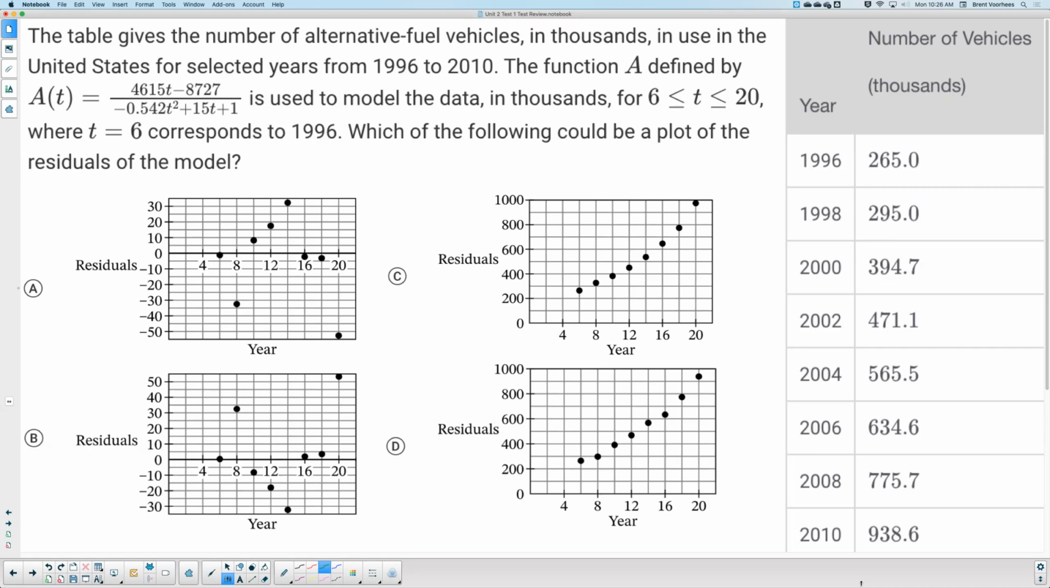Which of the following could plot the residuals of the model? All right, how could we figure this out? What does it mean to have a residual? What is the formula? Minus. Very good. Residuals equal actual minus predicted. What was the difference with error? The actual value. What is it?